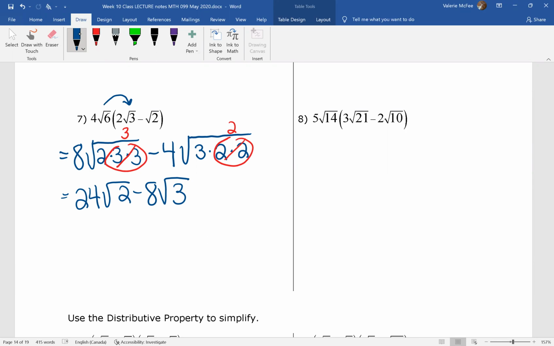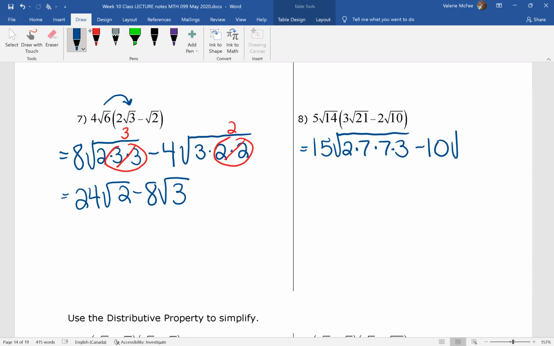Pause your video, try question 8. Remember, you're always multiplying the integers by the integers. So we start with 5 root 14 times 3 root 21. 5 times 3 is 15. And I can see that 7 is going to be common in 14 and 21. So let's prime factor. 14 is 2 times 7. 21 is 7 times 3. 5 times negative 2 is negative 10.